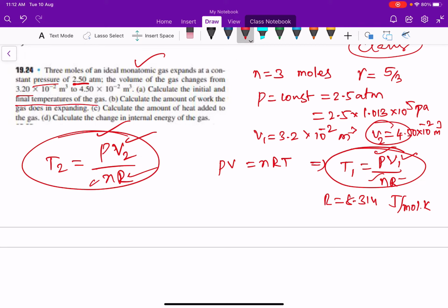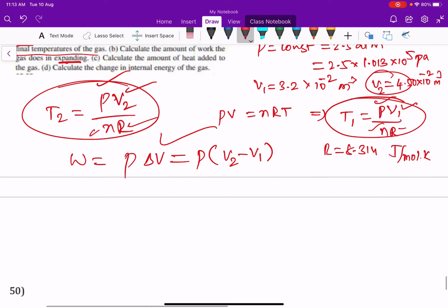And calculate the amount of work the gas does in expanding. What is the work done? Work done is nothing but P delta V, that is P into V2 minus V1. So by doing so you will get the work done.